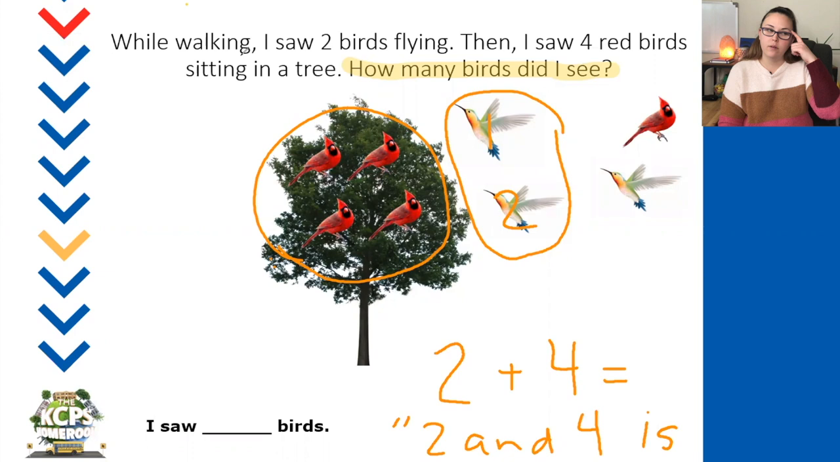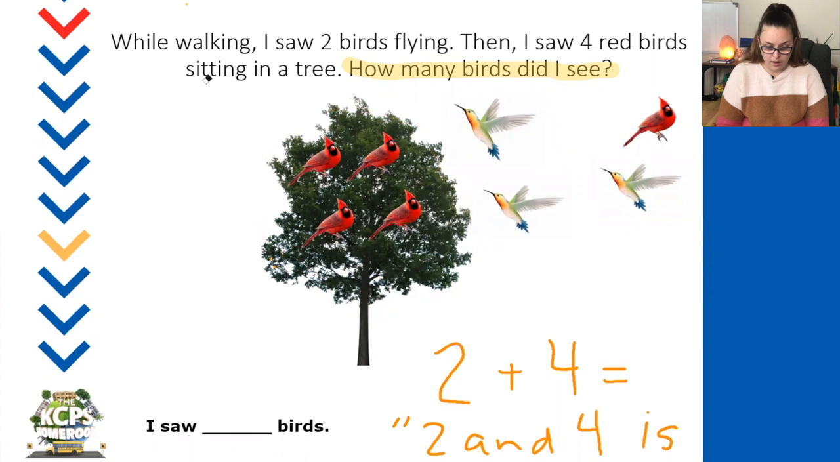So let's go back up to our drawing. I'm just going to erase what we have up there. And now what I'm going to ask you to do is count all of the birds together. So I'm going to try and write the numbers as we count. You may not be able to see them.